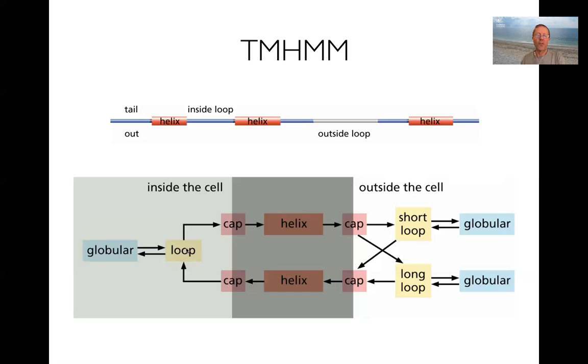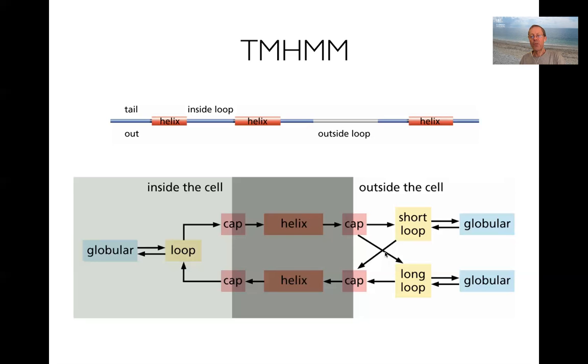You can go from, say, an inside loop. There is a transition probability to go to a globular domain and then back to the loop. And then there is a certain probability to go to a cap state. And from the cap states, you can go to the helix states. You have to go to the helix states, basically. From the helix states, you have to go to the cap state.